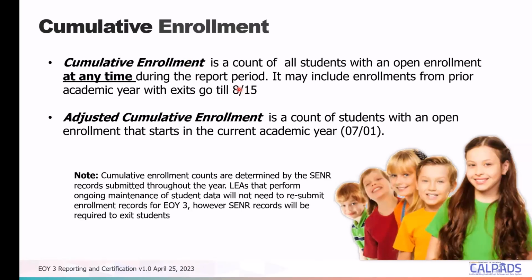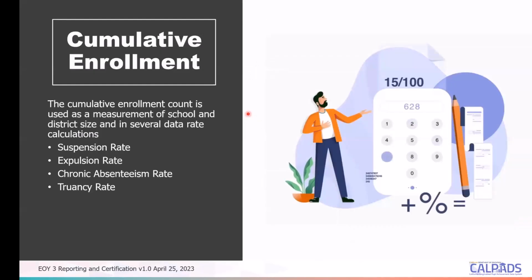So now there is your adjusted cumulative enrollment. Your adjusted cumulative enrollment is just a subset of the cumulative enrollment. This is essentially all of your enrollments for this current academic year. Any enrollment that starts after July 1st, and normally all of your enrollments for 2022-23, will be considered your adjusted cumulative enrollment. So why are we collecting cumulative enrollment?